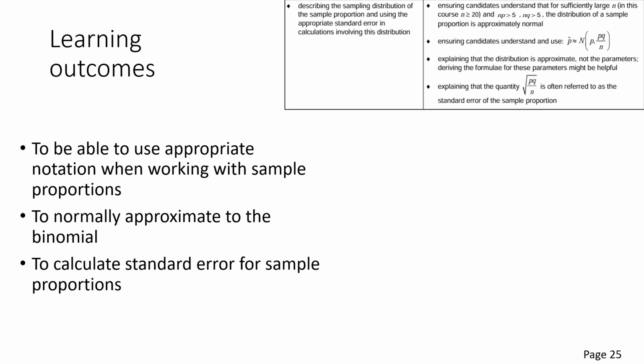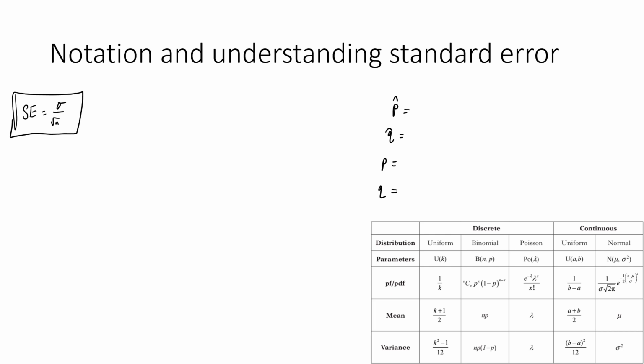At the end of this lesson, you should be able to use appropriate notation when working with sample proportions. You should be able to normally approximate to the binomial, and you should be able to calculate the standard error for sample proportions. We'll start off with notation, and then we'll move on to standard error.